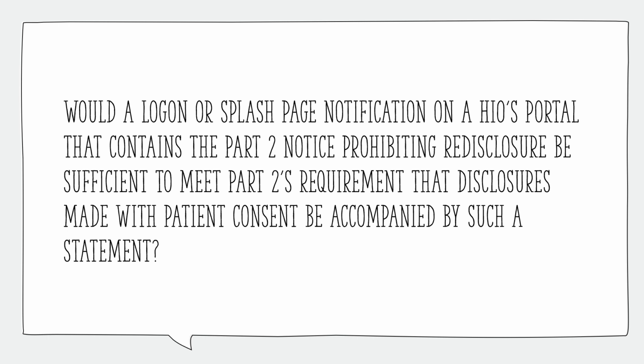So the notification has to be tied to the Part 2 information being disclosed in order to ensure that the recipient of that information knows that the specific information is protected under Part 2, and it can't be redisclosed except as authorized by the express written consent of the person to whom it pertains, or as otherwise permitted under Part 2.